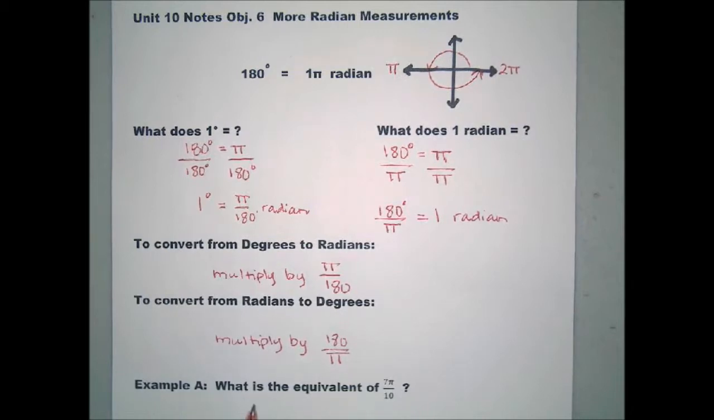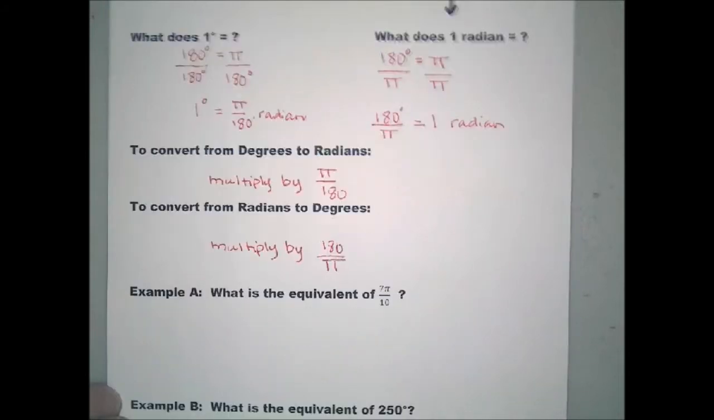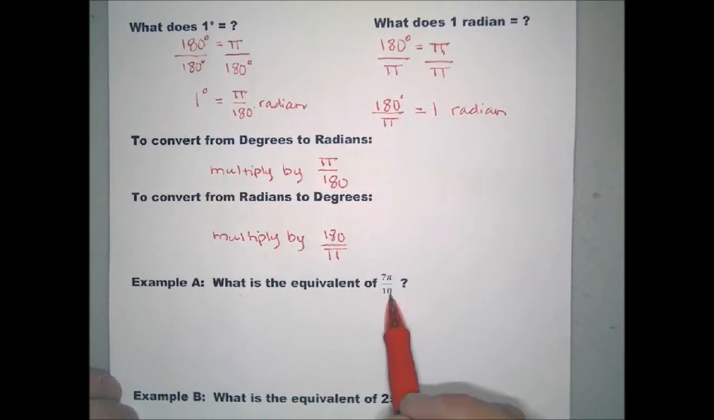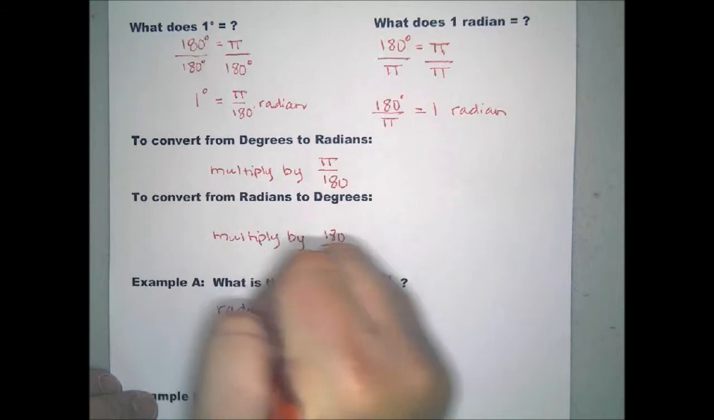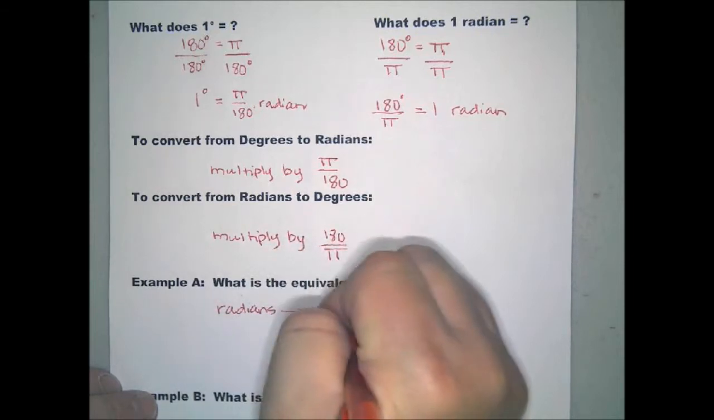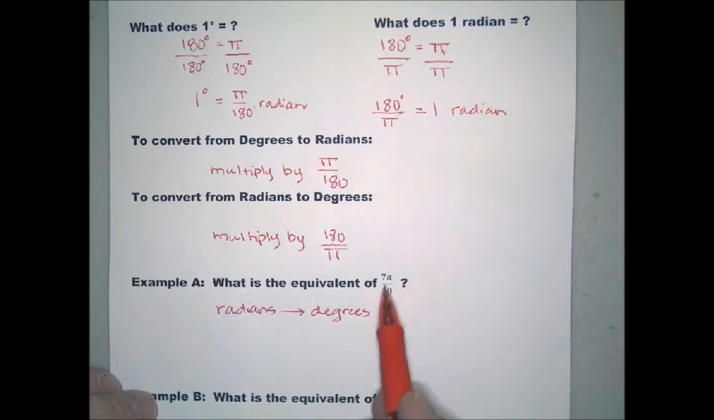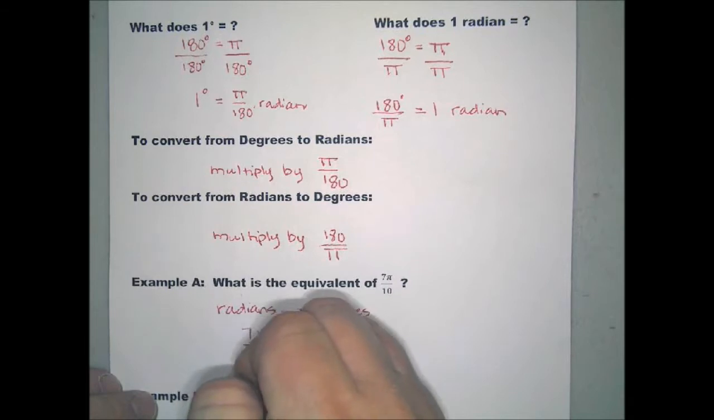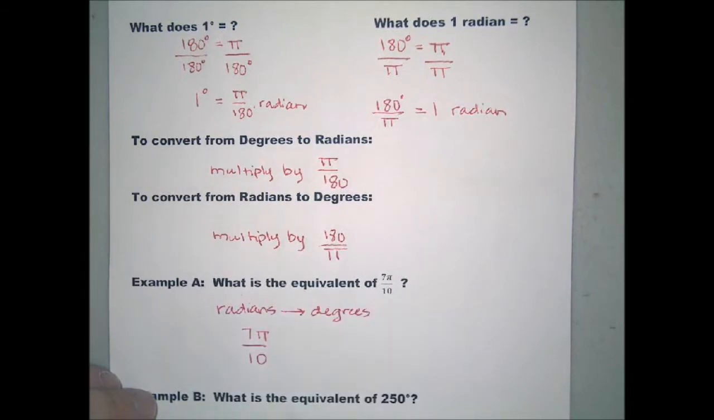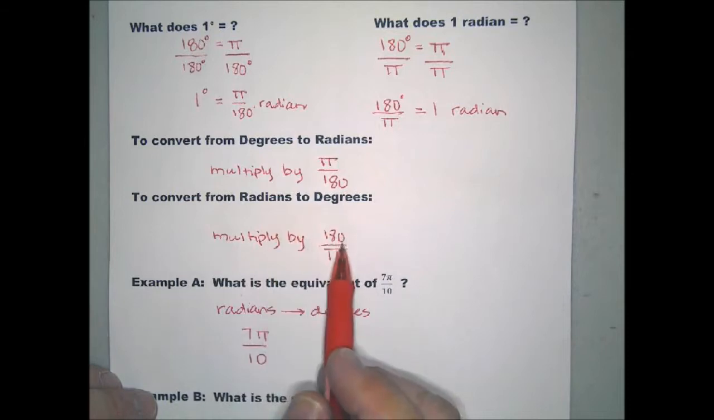So, example A, what is the equivalent of 7 pi over 10? Well, we're in radians right now because of the pi. That's going to change next year if you're in advanced math. But for right now, if we see pi, we know we're in radians. So I need to go from radians to degrees. I'm going to start off with the radians that were given to me, 7 pi over 10. Now, to convert from radians to degrees, I multiply by 180 over pi.